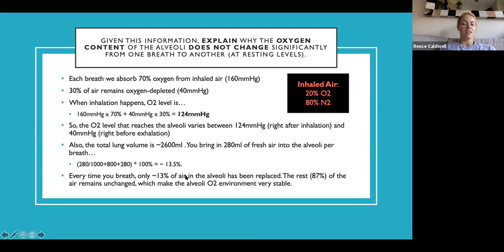The main thing you want to take away from this slide is that from breath to breath, the air in the lungs remains pretty much the same, only about 13% of it is changing. And then also, I think you should know this 20% of oxygen and 80% nitrogen in external air. Nitrogen is an inert molecule, meaning that when it comes into the body, it does not do anything.